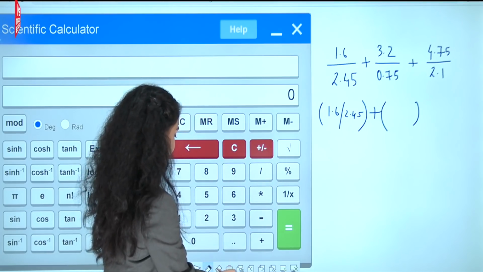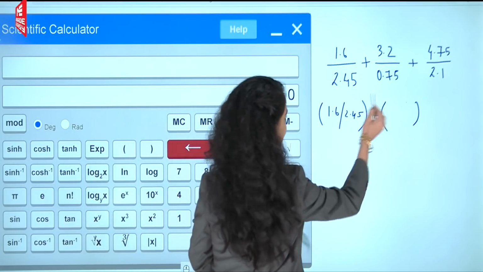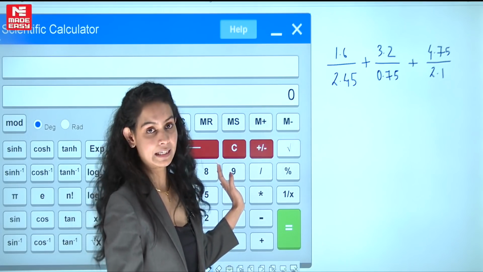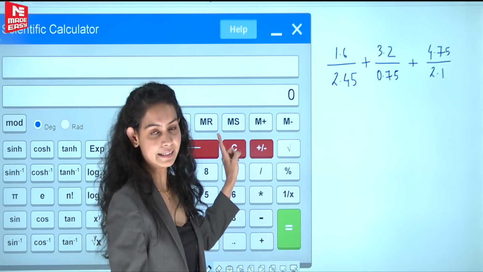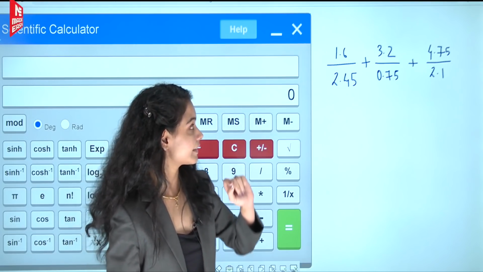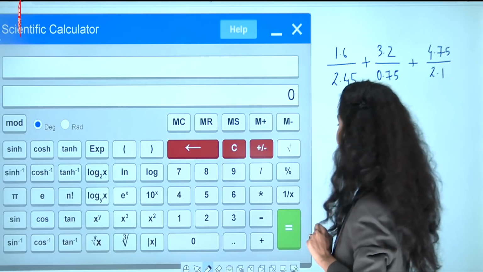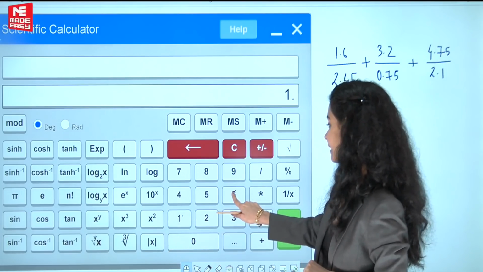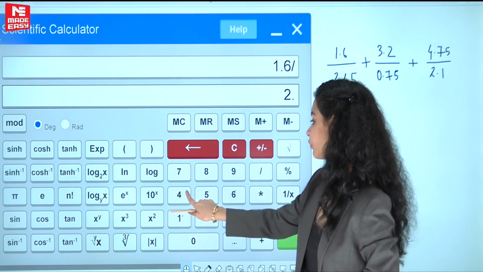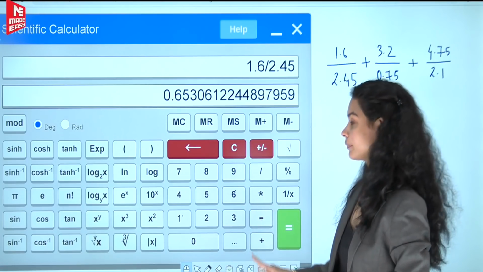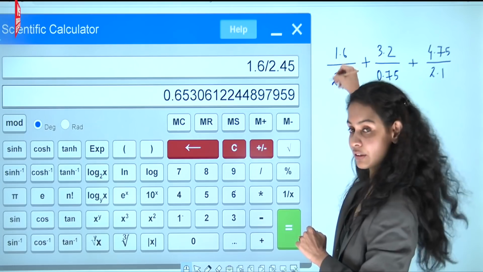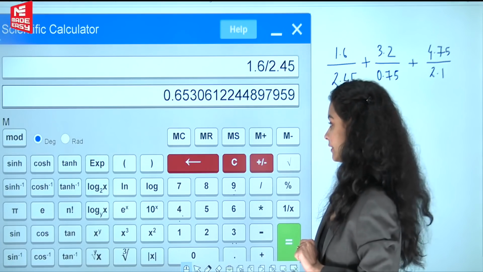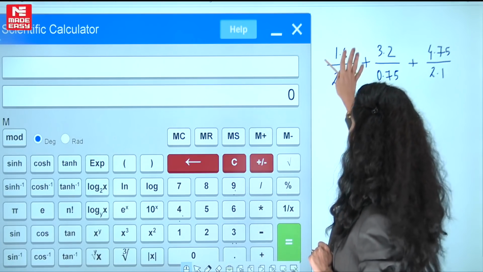Again, let us see how it is done. So for this, simply enter these values onto your virtual calculator and we will use M plus and MR, that is memory recall buttons. Let us see how it works. 1.6 divided by 2.45. So enter 1.6 divided by 2.45. The value is here. Press equal to. After you get this value for this particular first equation, press M plus. That will get stored in the virtual calculator memory. Press C. So first term is over.